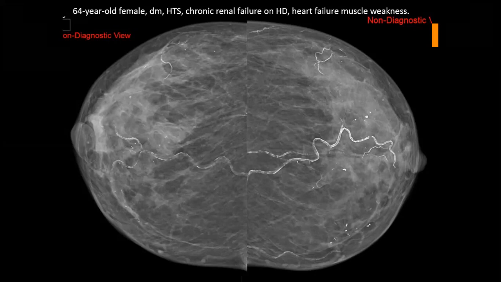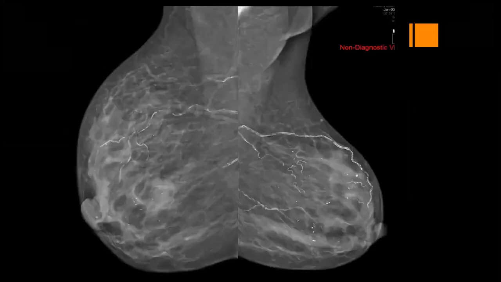What other associated features are there? The lymph nodes in the axilla are not visualized. So what else? What about the right nipple? It is retracted. Yes, the right nipple is retracted.